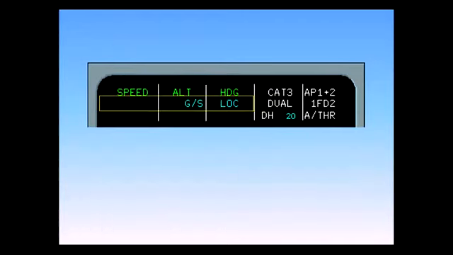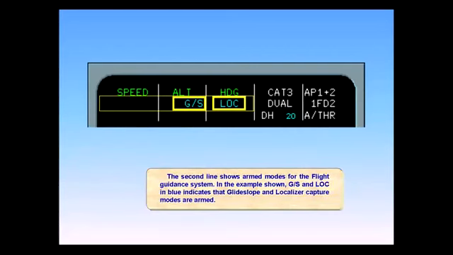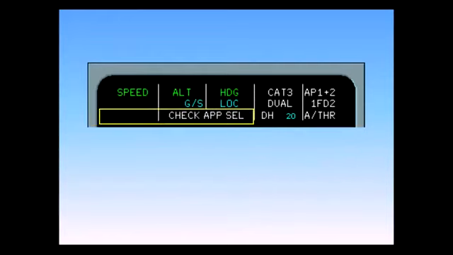The second line shows armed modes for the flight guidance system. In the example shown, G/S and LOC in blue indicates that glide slope and localizer capture modes are armed. The third line shows reminders or messages. In our example, check APPSEL advises us to check the selected approach.